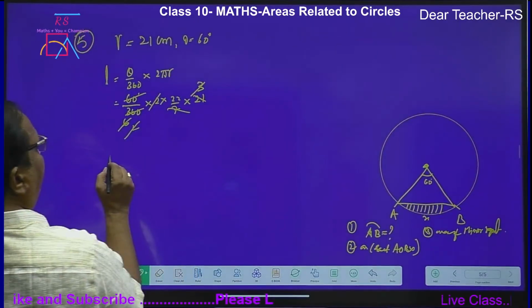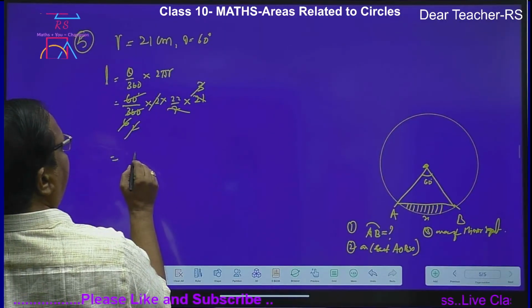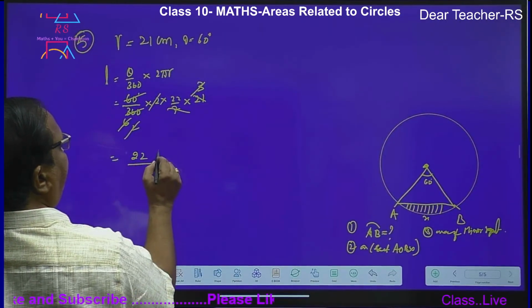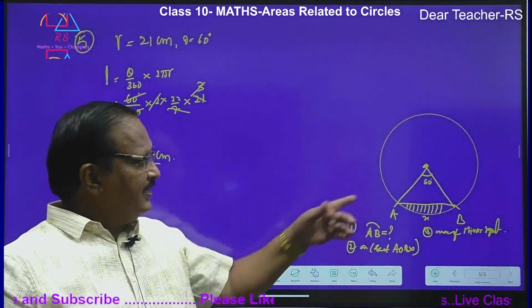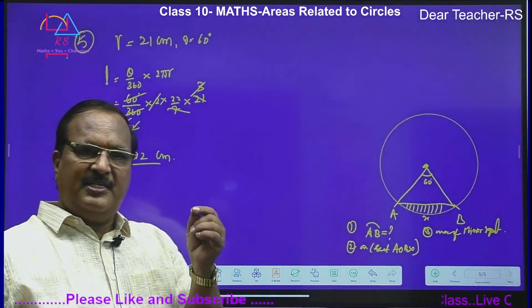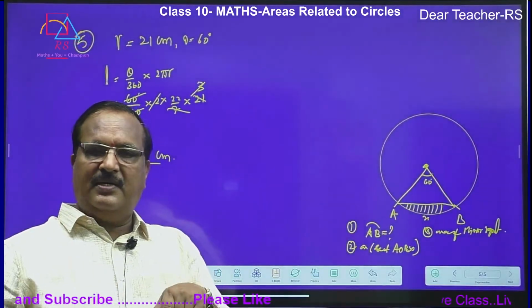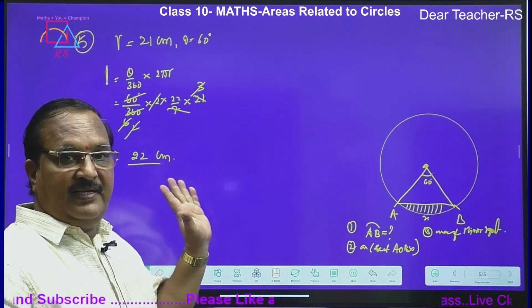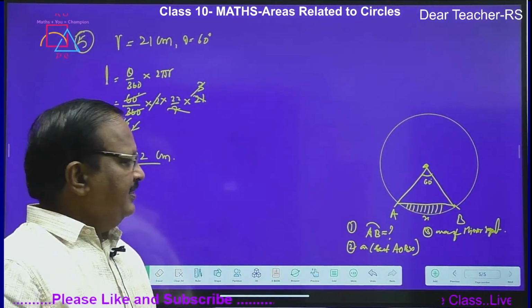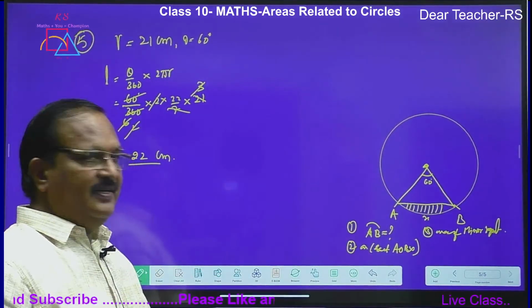Okay, I have cancelled it, everything got cancelled, only 22 is remaining, 22 centimeters, because it is the length of the arc, centimeter. These are the small things you will be losing marks on. So you should write the unit. So the first question is done.